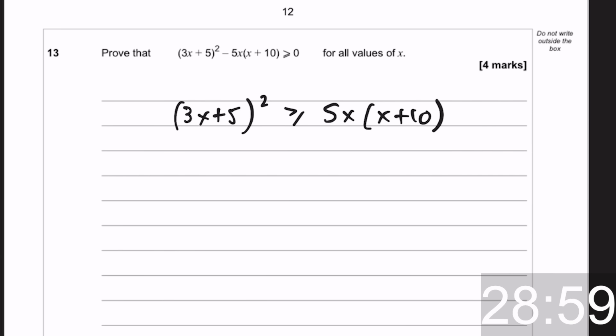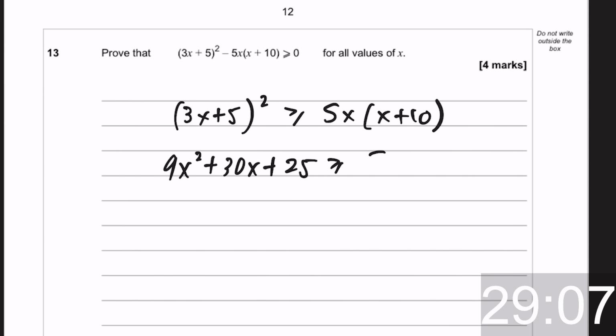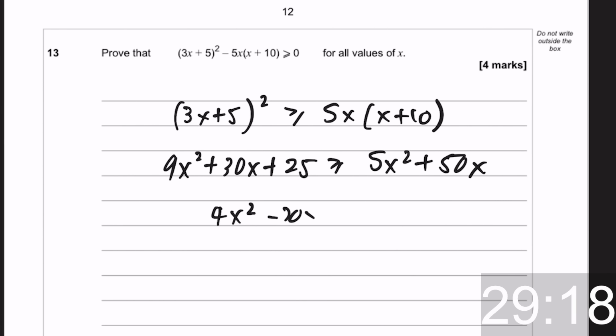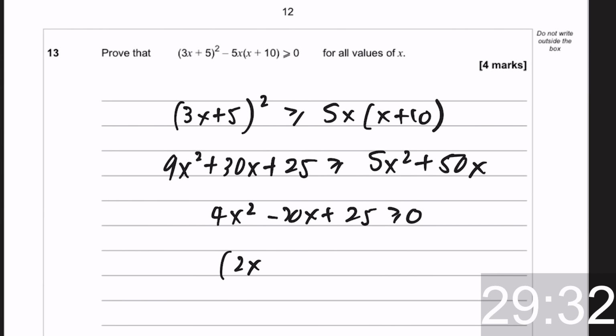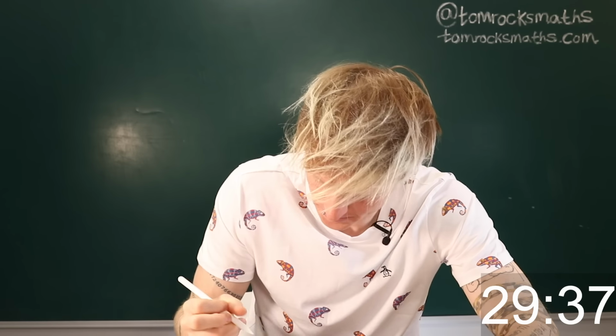So if I square this out, I'm going to get 9x squared, then it would be plus 15x, so plus 30x plus 25 needs to be greater than or equal to 5x squared plus 50x. Sure. Now, so that gives me 4x squared minus 20x plus 25 must be positive. Is that right? 30, subtract 15 both sides. Yeah, subtract 5x. Okay. Does that factorize? It looks like it might. So I think it's a 2x plus 5 times, no, sorry, 2x minus.